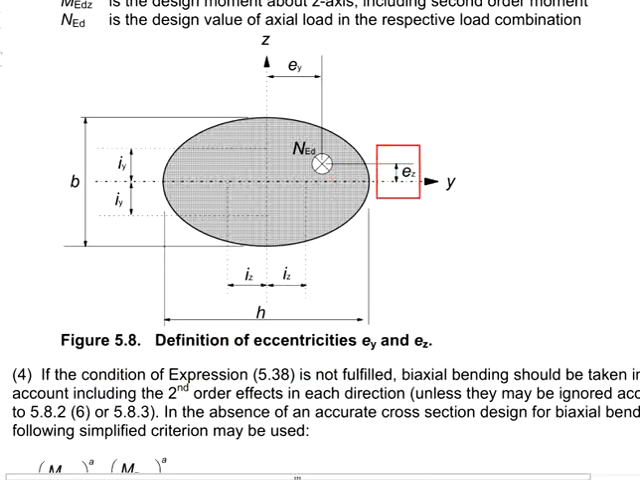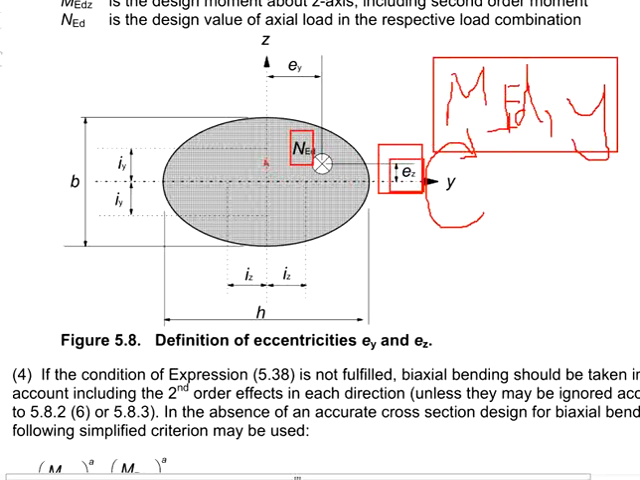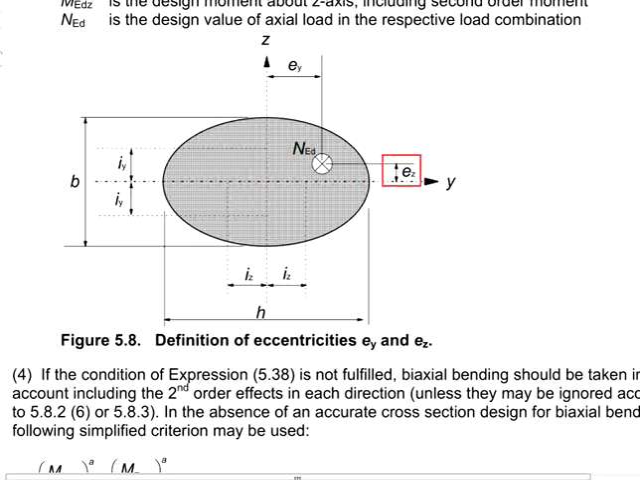Let's say now we are dealing with the EZ in the major axis. The moment acting in the y-axis here will be the MEDY. In order for you to get this eccentricity Z, you will use this divided by NED. You get eccentricity in the direction of Z. That's why you want to deal with the EZ, but you need the moment in the y-axis.